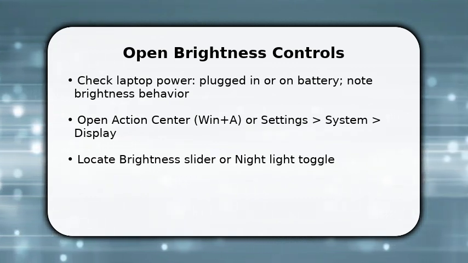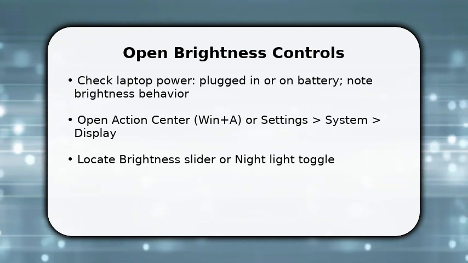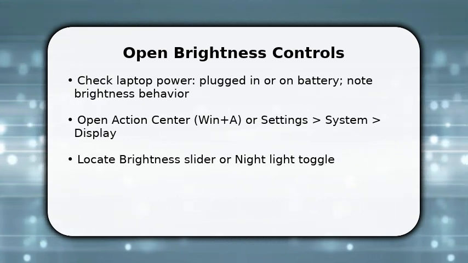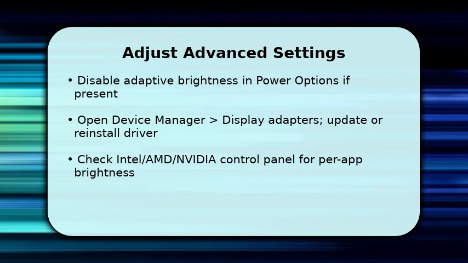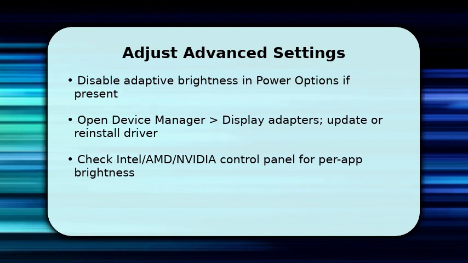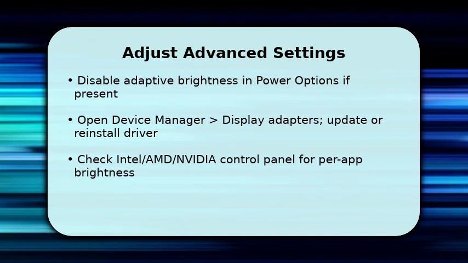Next, change settings that override the slider. Open Power Options, choose your plan, then change Plan Settings and Advanced Power Settings to disable adaptive brightness. This prevents automatic dimming. Then open Device Manager, expand display adapters, and update the graphics driver. Restart if required. Also inspect the Intel, AMD, or NVIDIA control panel for additional display brightness or color control.